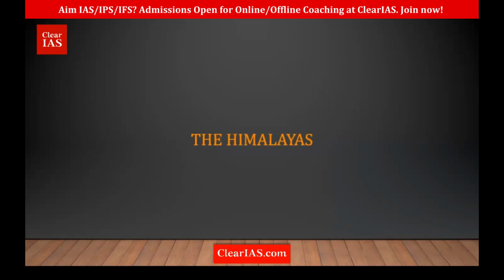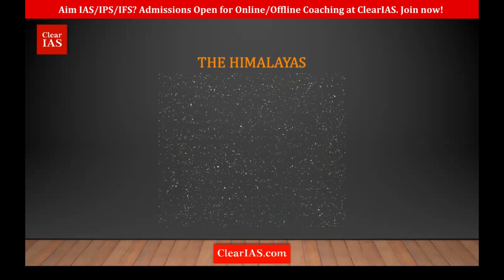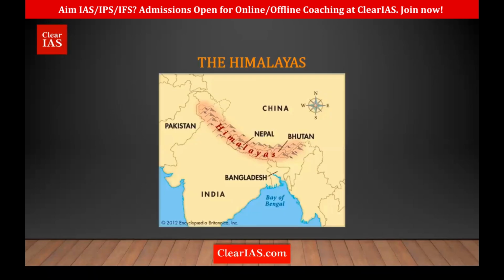So the Himalayas. What do you know about the Himalayas? We know the mountain stretches all the way from the northwest part of India, that is Kashmir, to the northeast, Arunachal Pradesh. The whole length of this border is the Himalayas, and it has borders with Pakistan, China, Nepal, Bhutan, and Myanmar. It stands like a tall wall on the northern part of India.